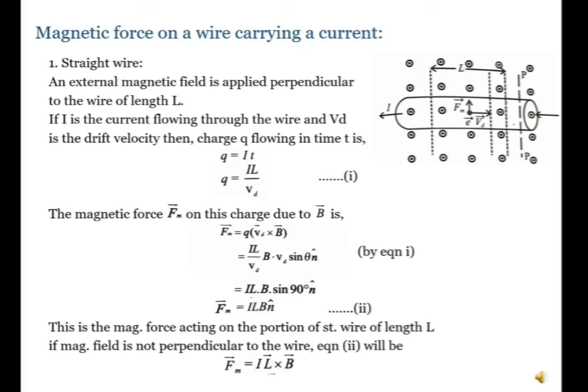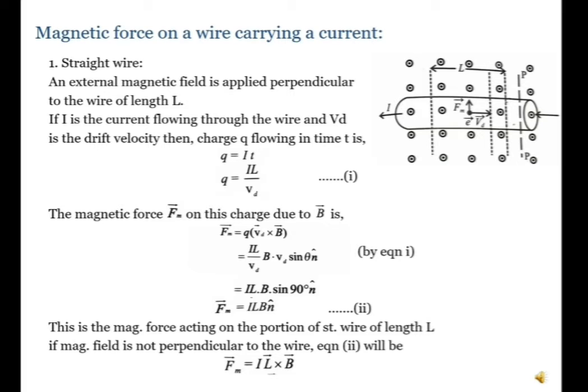As the magnetic field is perpendicular to the current carrying wire, the magnetic force Fm bar will act on the charge. It is given by Fm bar equal to Q into the vector product of Vd bar and B bar. By the definition of vector product, this equation can be written as ILB dot Vd sin theta n cap upon Vd. Therefore, Fm bar equal to ILB sin 90 degree n cap, where 90 degree is the angle between L bar and B bar, and n cap is a unit vector perpendicular to both magnetic field and drift velocity, in the direction of Fm bar. Therefore, the magnetic force Fm bar is equal to ILB n cap. This is the magnetic force acting on the portion of the straight wire having length L.